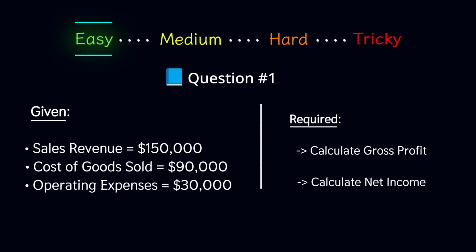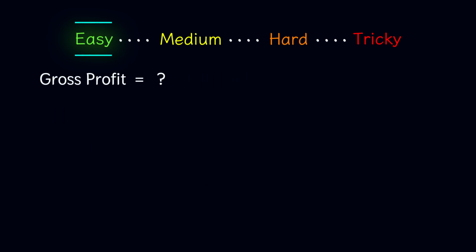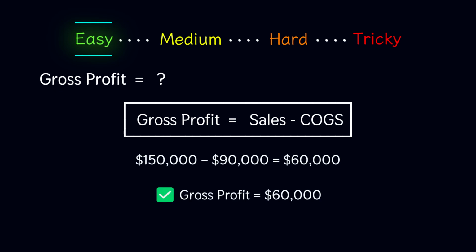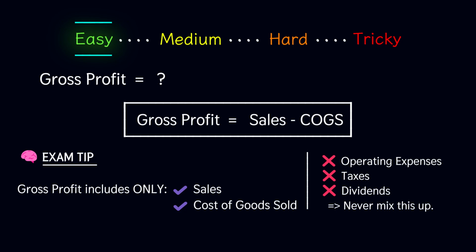Let's do this step by step. First, gross profit. Gross profit is sales minus cost of goods sold. So we take $150,000, subtract $90,000. That gives us $60,000 of gross profit. Pause right here and remember this. Gross profit only cares about sales and COGS. Operating expenses do not belong here.